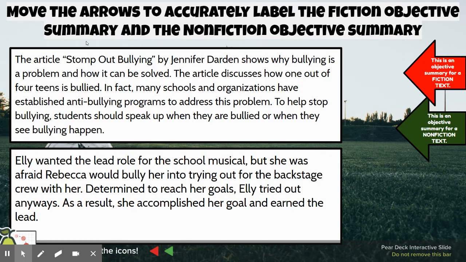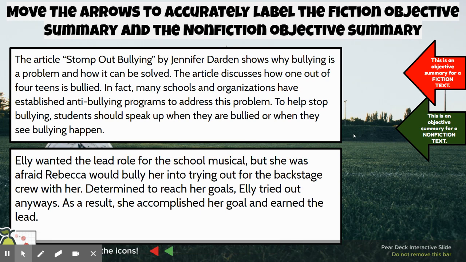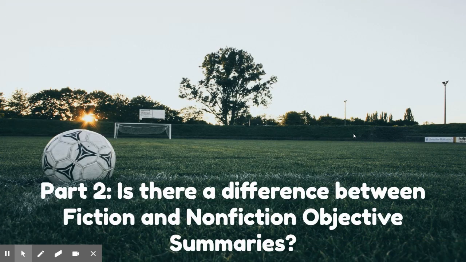For this particular one, you have two arrows. The red is a fiction text. The green would symbolize a nonfiction text. And what you're going to do is move those red or green arrows to where it's nonfiction or fiction. Do you know the difference between the two? Because these are totally written differently, and we are a nonfiction class. So can you tell the difference between a nonfiction objective summary and a fiction summary? You'll do that. And then, is there a difference?